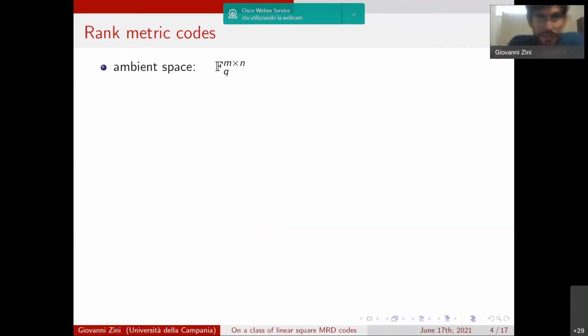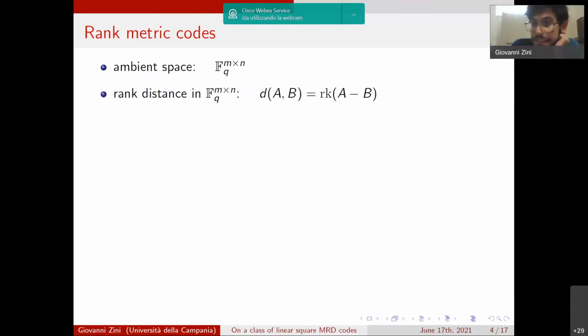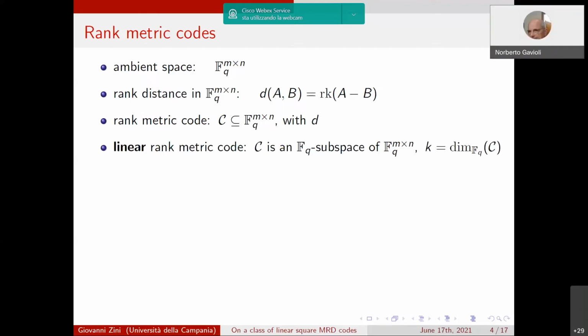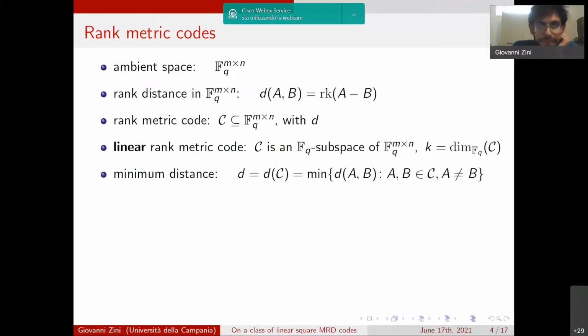Well, the ambient space is the F_q space of matrices, say m by n matrices over F_q, endowed with a rank distance, which has been described many times in these two days. A rank metric code is simply a subspace C, which is said to be linear if it is also an F_q subspace of the ambient space.